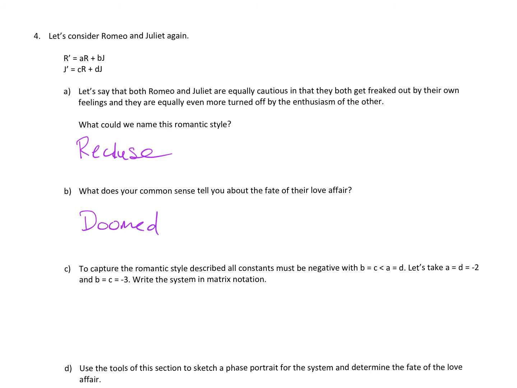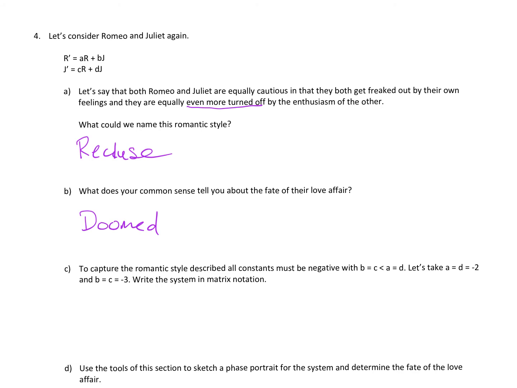To capture the romantic style, we're going to describe all the constants. All the constants would have to be negative, okay? And B equals C and A equals D, but B and C have to be smaller because of this even more turned off, right? They're even more turned off by the enthusiasm of the other.